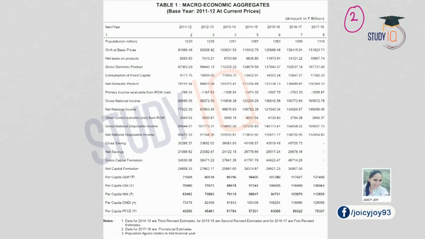Briefly, it is an annual publication of the RBI. It provides long-time series data on a wide range of financial and economic indicators. And RBI started publishing Handbook of Statistics from 1998.